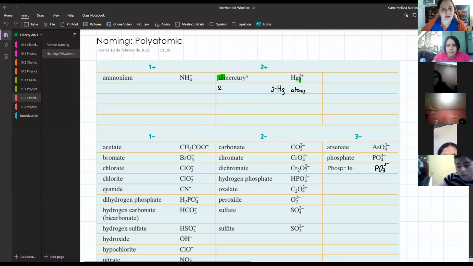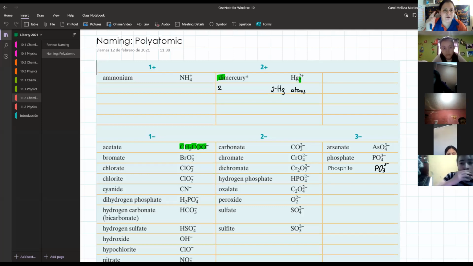Acetate. How many elements are involved in acetate? Three. I have carbon here and there. I have oxygen there, and I have hydrogen. I have three different elements and more than one atom. That's why it is considered to be polyatomic.